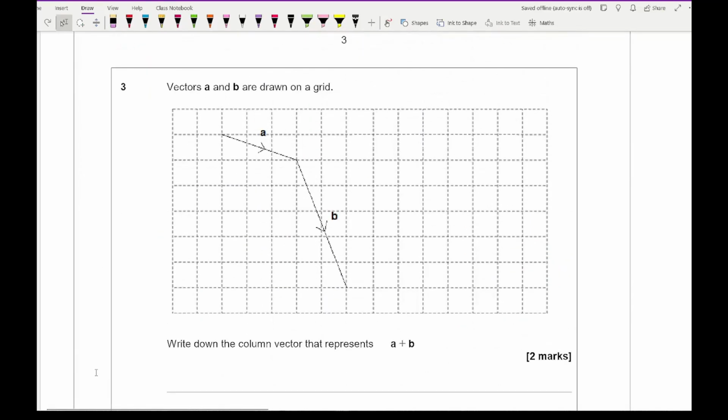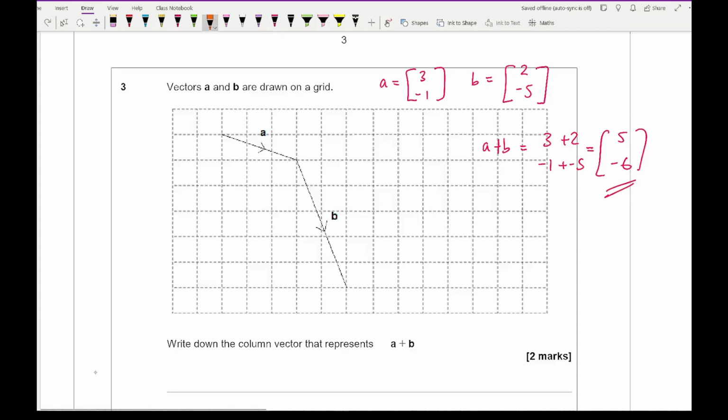Moving on to question 3, it says vectors A and B are drawn on the grid. Write down the column vector that represents A plus B. Now, there's a couple of ways in which you could do this. Well, A we can write as a column vector, which is going to be 3 minus 1. And B is 2, and it's going to be minus 5. So then A plus B is going to be 3 plus 2 minus 1 plus minus 5. So that's going to be 5, and that's going to be minus 6.